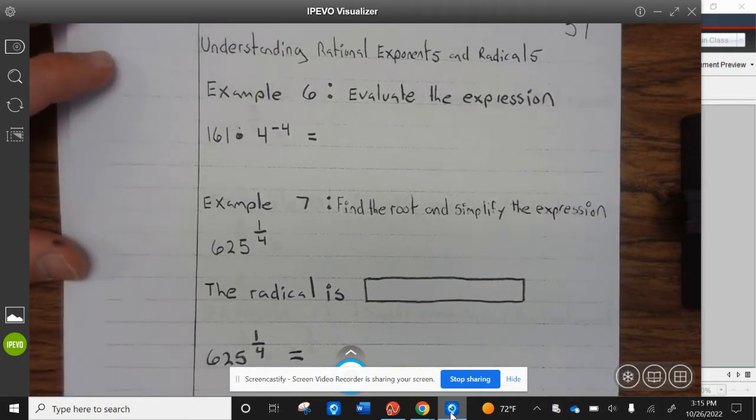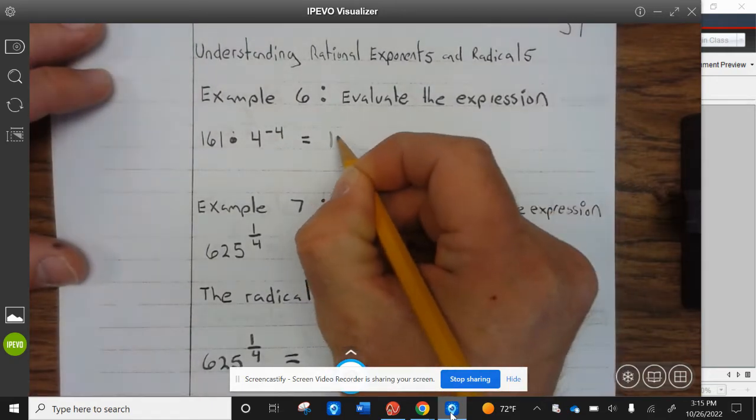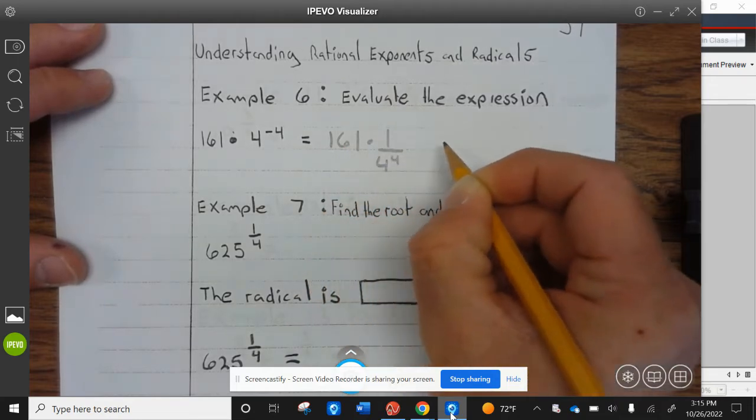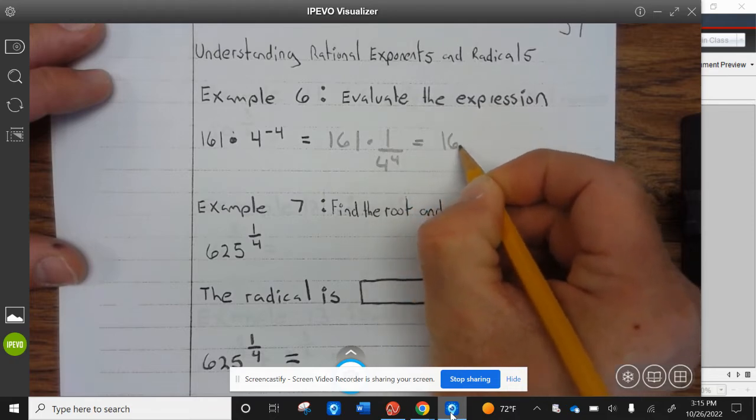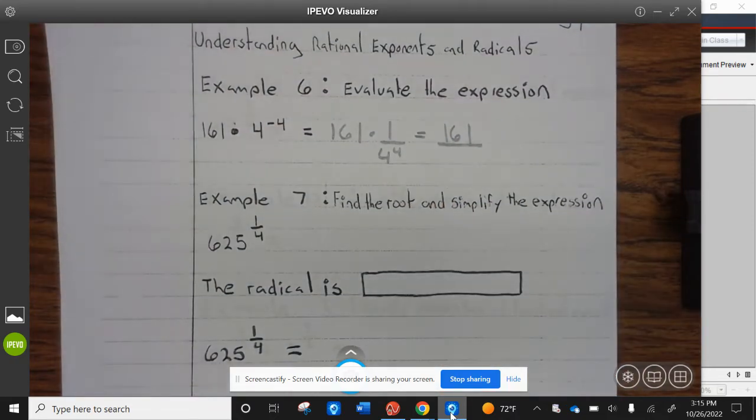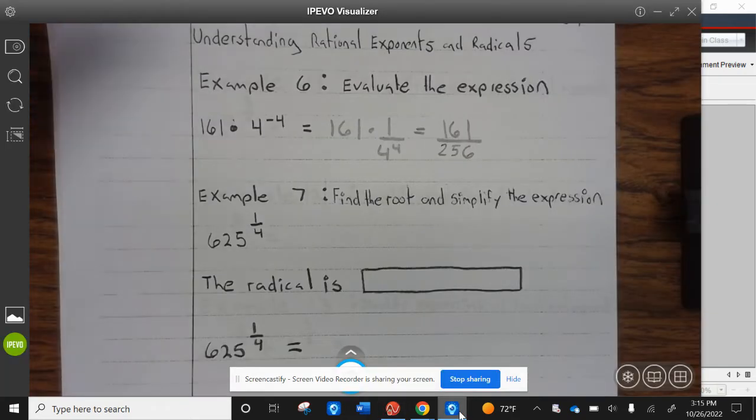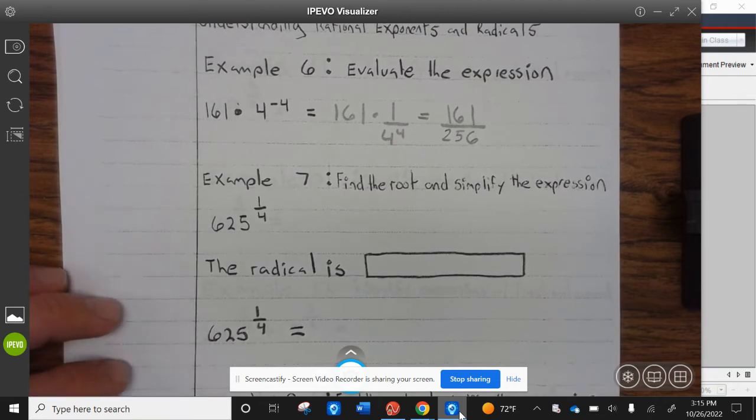So 161 times 4 to the negative 4 is equal to 161 times 1 divided by 4 to the 4th power, which equals 161 divided by, let's put 4 to the 4th power in our calculator. It is 256. Now we're going to check to see if it reduces. So 161 divided by 256, it doesn't reduce, so we leave our answer as 161 divided by 256.